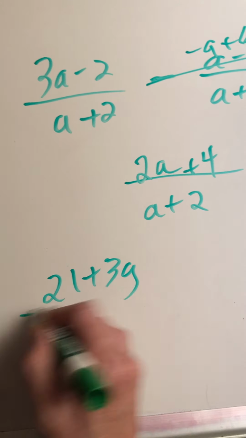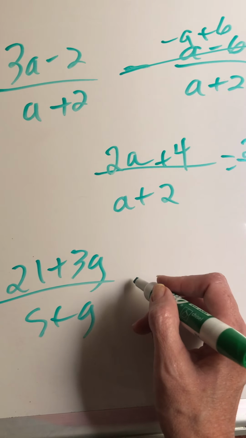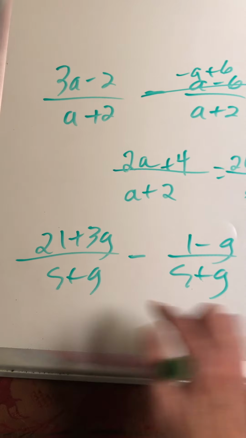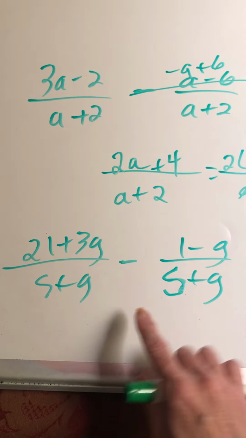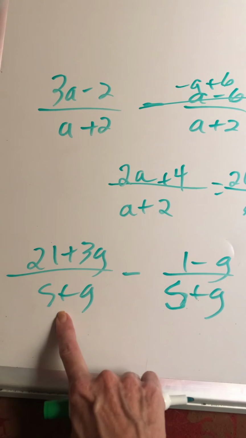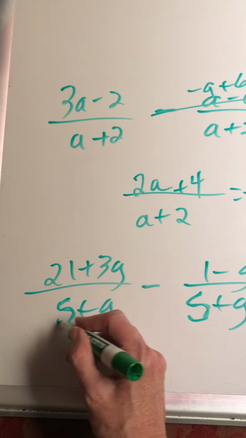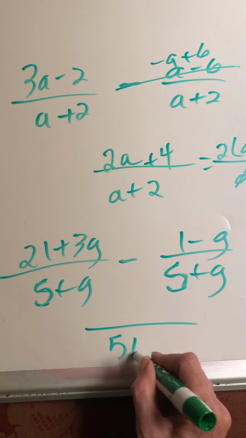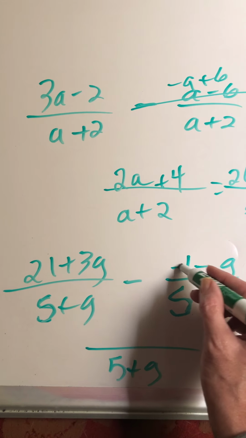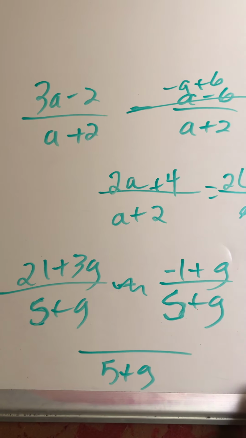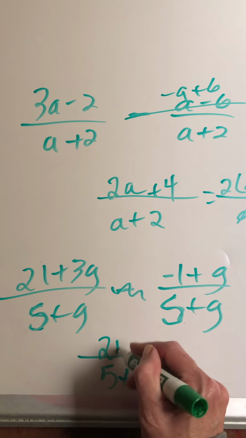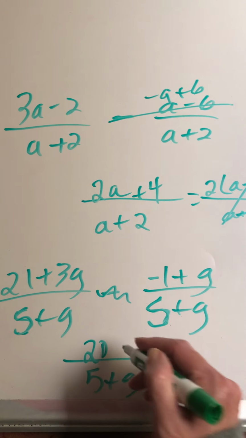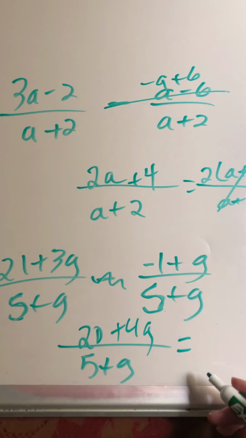21 plus 3g over 5 plus g minus 1 minus g over 5 plus g. So again, my denominator is the same, so 5 plus g. That subtraction sign changes the 1 to a negative and the g to a positive, and then you combine like terms. 21 minus 1 is 20. And 3g plus g is 4g. Then again, got to try to factor it.